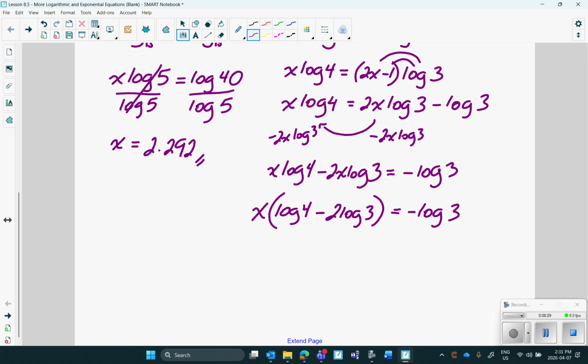Why did I need to do that? Because now there's only one step to get x by itself. Divide both sides by this expression. Those will cancel.